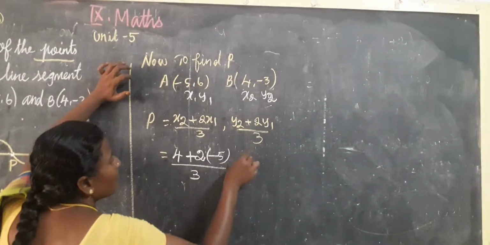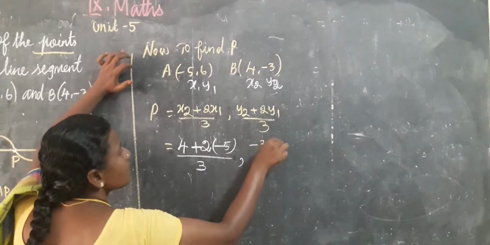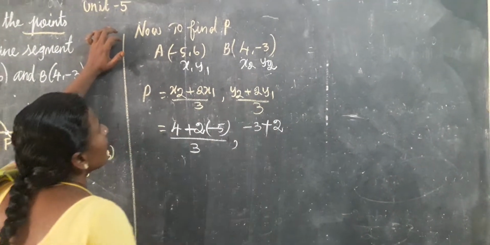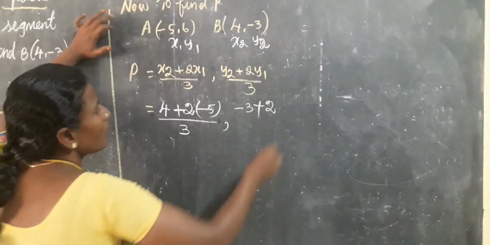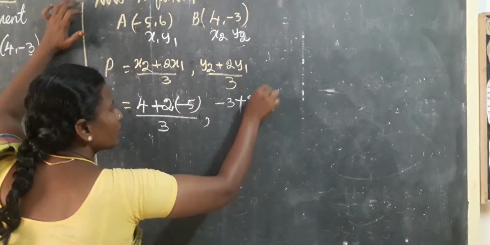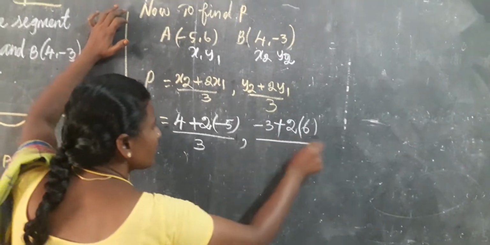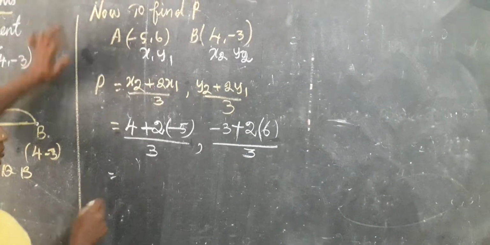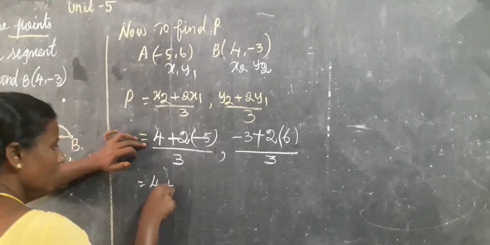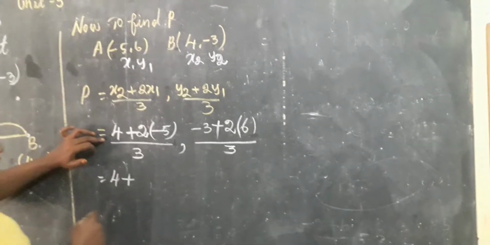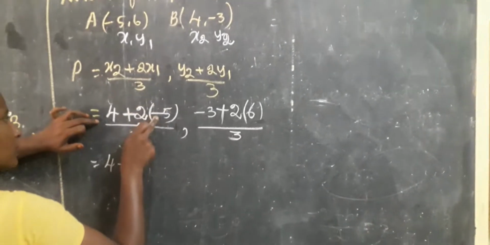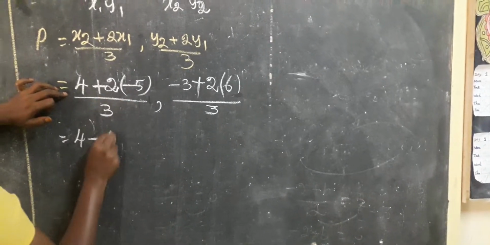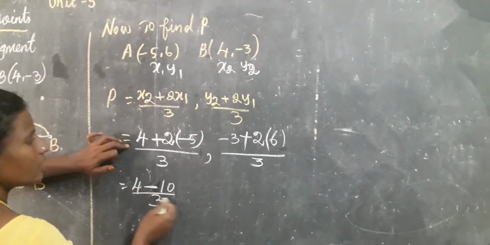y2 here is minus 3, plus is the formula, plus 2 into y1. y1 is 6. Okay, put the bracket. Into means multiply, divided by 3. Next, 4 plus 2 5s are 10. Plus into minus is minus. 2 5s are 10, divided by 3.